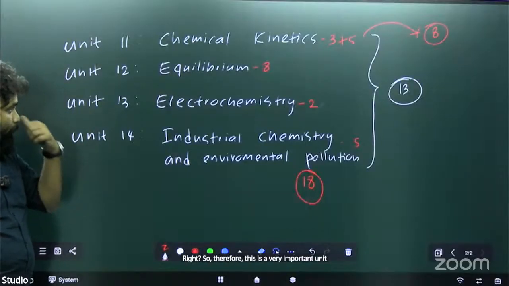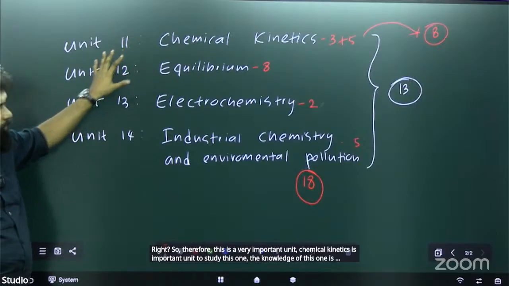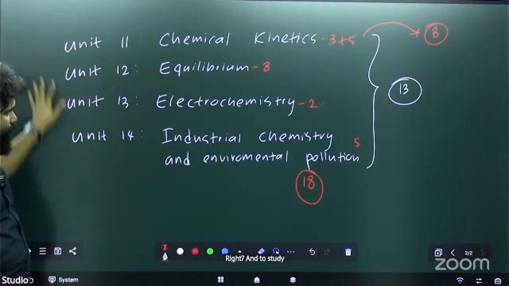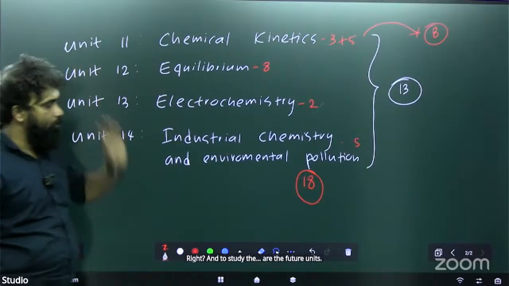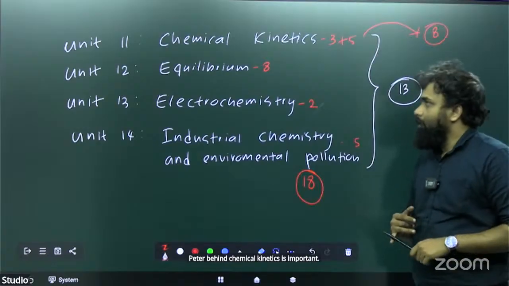Chemical kinetics is an important unit. The knowledge of this one is required to study the other future units, 13 and 14. The theory behind chemical kinetics is important.